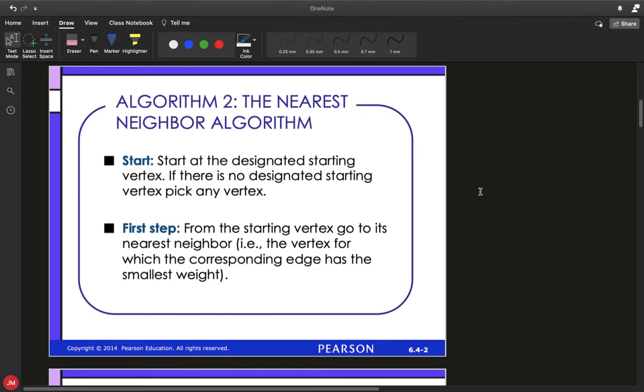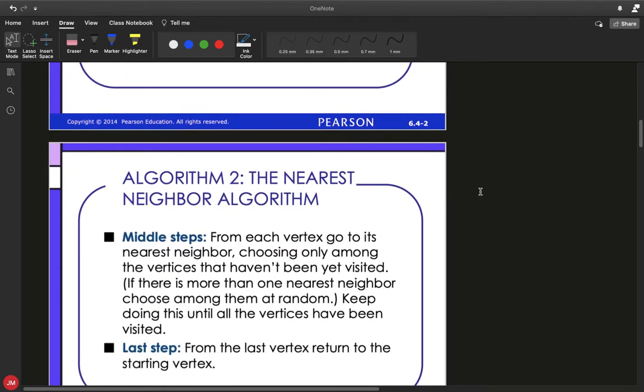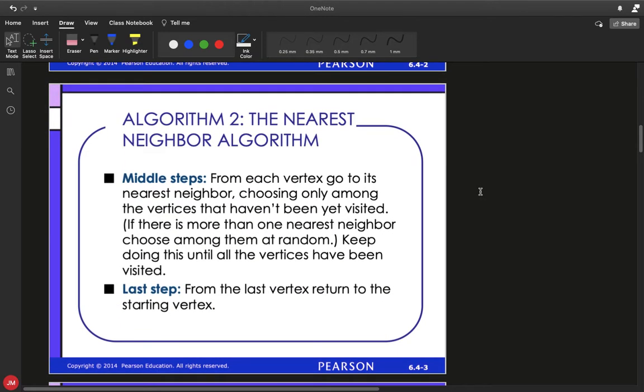Basically 2 steps. You start at the designated vertex. If there is no designated starting vertex, then you just pick any vertex you'd like. And then from that starting vertex, you go to its nearest neighbor, i.e. the vertex for which the corresponding edge has the smallest weight, meaning the cheapest, the smallest amount of time, and so on. And then from every vertex, you go to its nearest neighbor. So from the ones you visited, you only choose among the vertices that have not yet been visited. And you just keep doing this until all the vertices have been used. And then from that very last vertex you end up at, you return back to the starting vertex, and you're done.